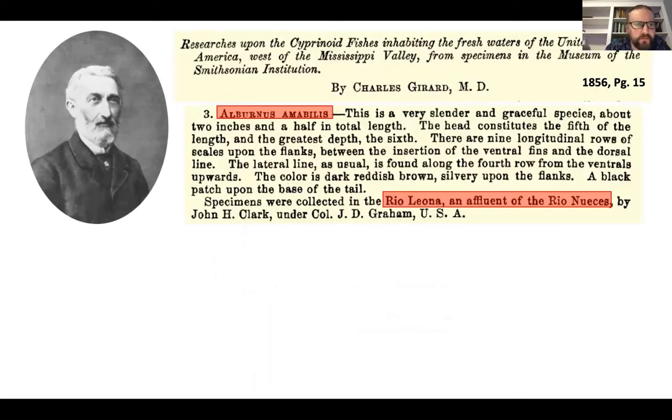And the original description comes from Girard, a Frenchman that was working in the United States. It's a very short description, which is pretty standard for the times. Girard didn't give many details here that we can use, they're pretty generic, but he does have something very important, and that's information on the type locality for the species. And the type locality is the Rio Nueces in Texas.